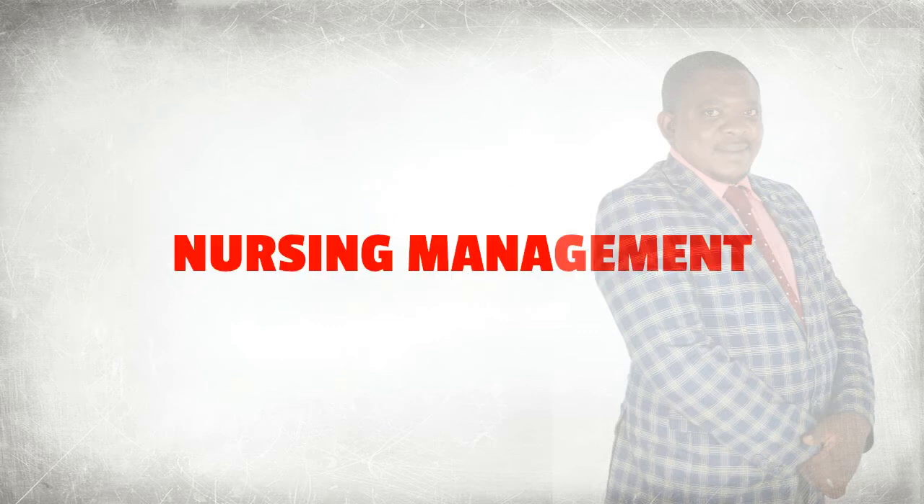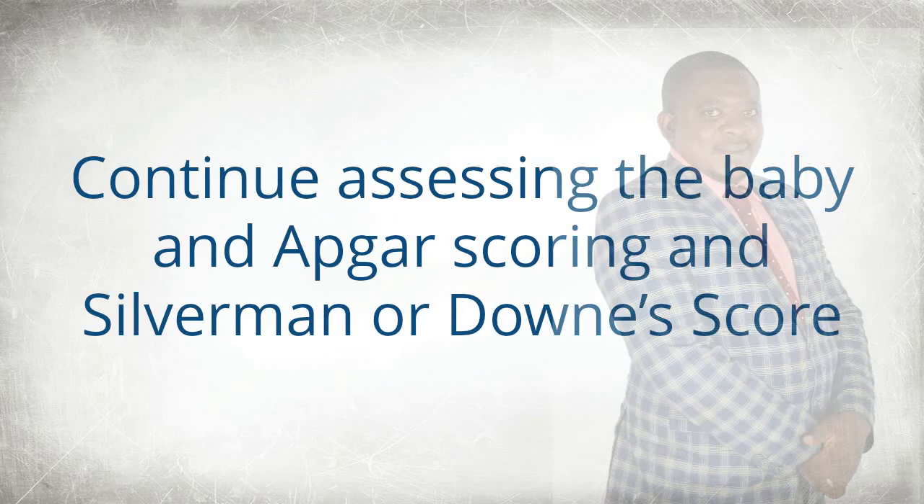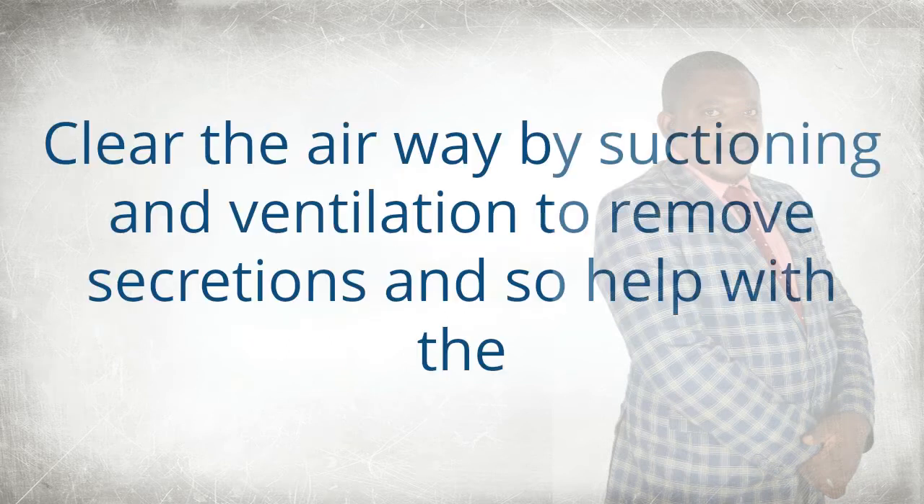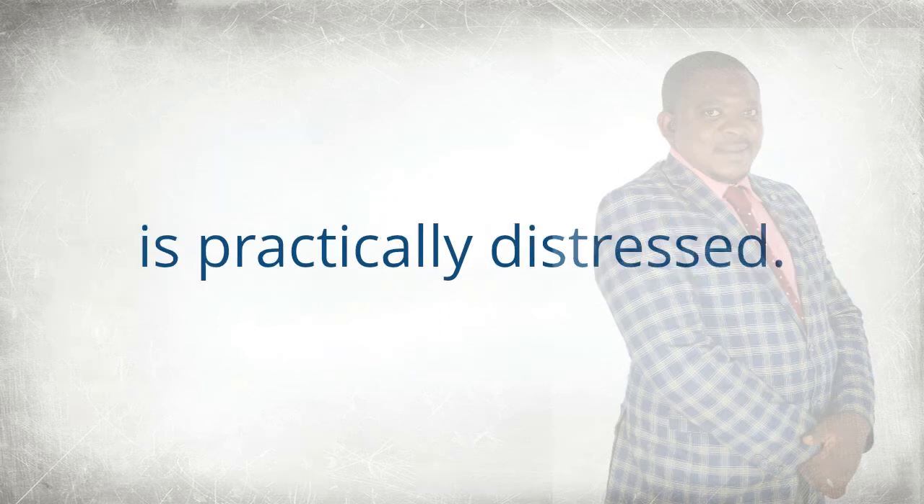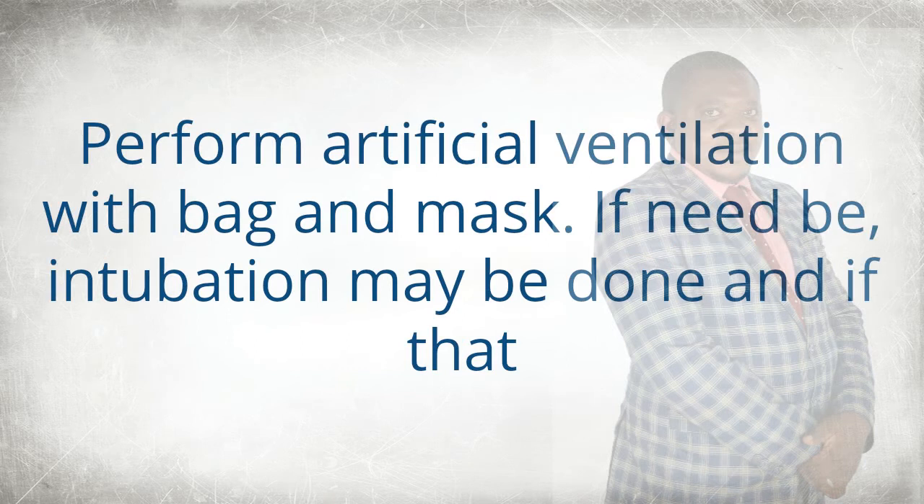Nursing management: continue assessing the baby with APGAR scoring and Silverman or Downes score. Airway: clear the airway by suctioning and ventilation to remove secretions and so help with the activation of surfactant or its productivity. Resuscitation procedure should be followed if the child is severely distressed. Perform artificial ventilation with bag and mask.